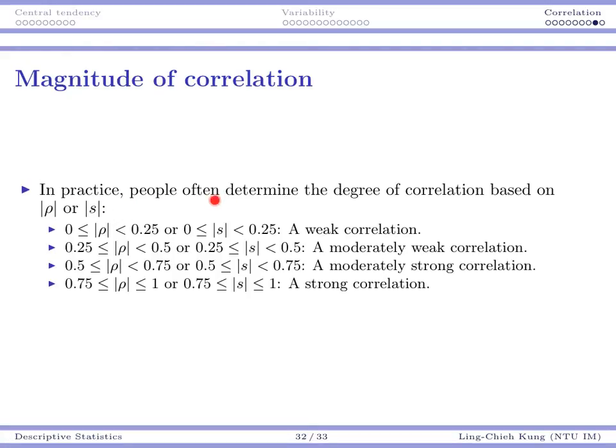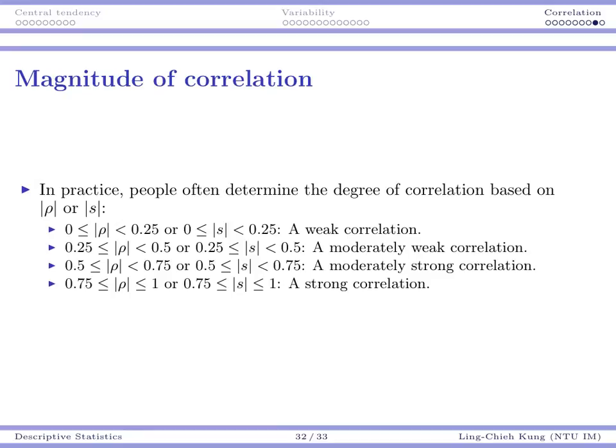In practice, people often determine the degree of correlation based on the magnitude of the correlation coefficient. Basically, we use 0.25, 0.5, and 0.75 as the three cutoff points. When the magnitude is between 0 and 1/4, we say it's a weak correlation. Between 1/4 and 1/2, we say it's moderately weak. Above that it is moderately strong, and eventually we say it's strong.